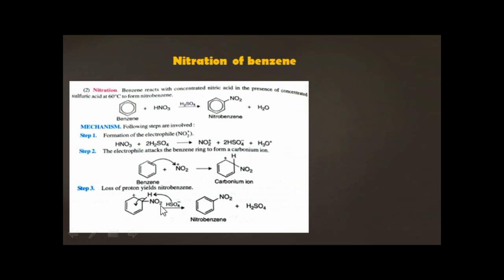In the third step, the loss of a proton from this carbonium ion leads to the formation of nitrobenzene. Look at this. Actually, in the loss of proton, H plus is removed here. This bond shifts here, so this positive charge is compensated. A double bond is generated there. Okay, so nitrobenzene, that's the substituted product, is formed.